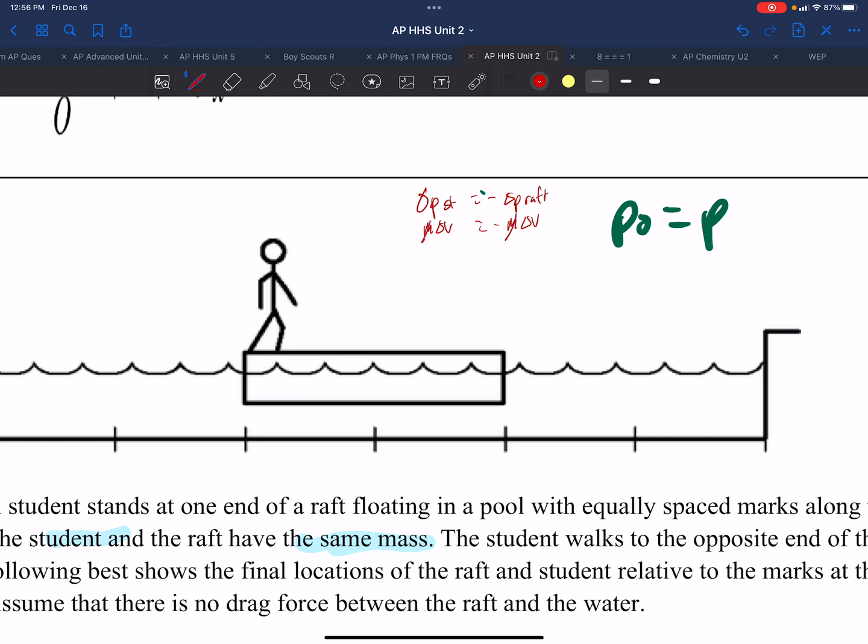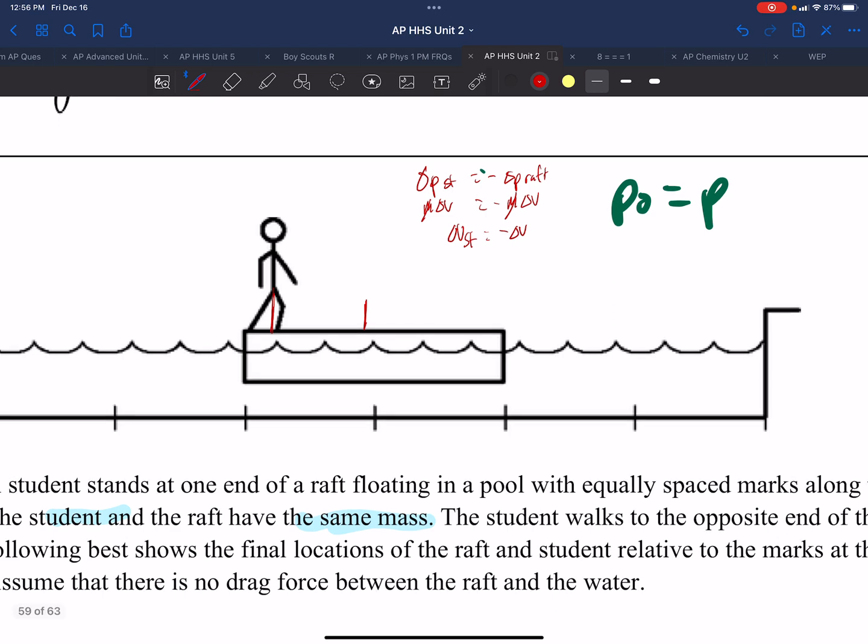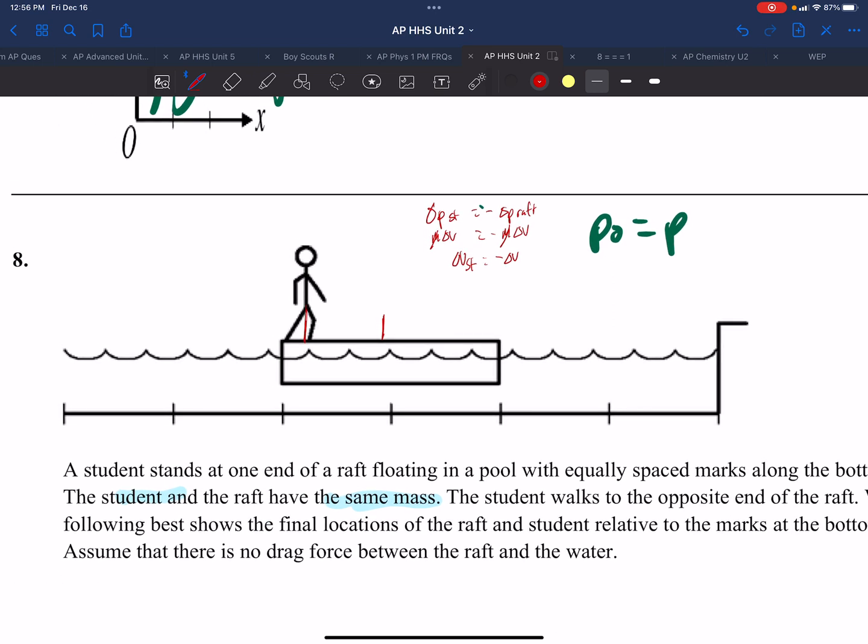So since the masses are the same, the delta V of the student must be equal and opposite to the change in velocity of the raft. So in 1 unit of time, if the person moves this far, the raft will move in the other direction the same distance. They will both travel the same distance in the same amount of time. So we could make a comparison to see how far it moved. So if the person walked and changed by this amount and the person is now here, then the raft should be about here, like so.